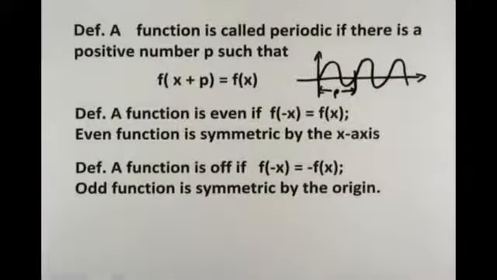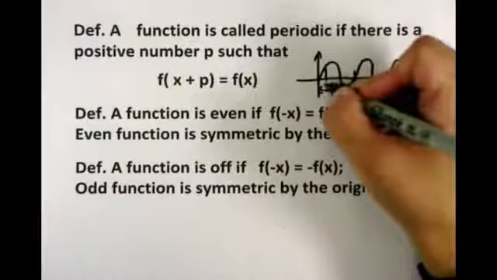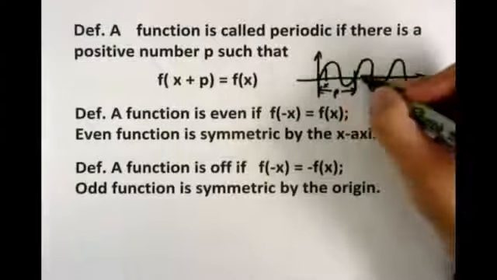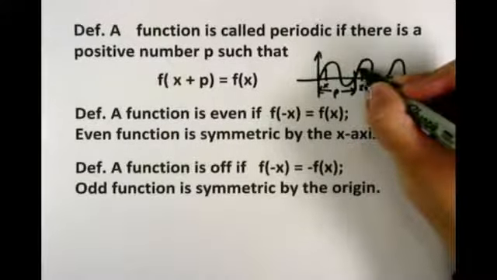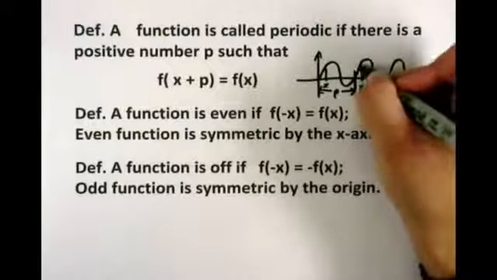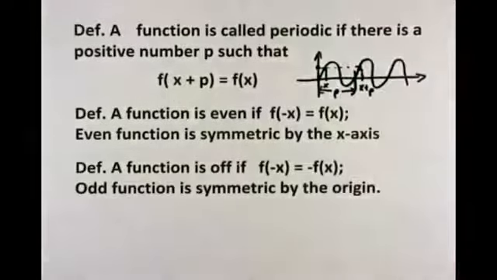So if I take this x, and this one is my value x plus p, the values of the function are exactly the same. Those two values are the same. That's the definition of the period of the periodic function. A function is even if f of x is equal to f of minus x.